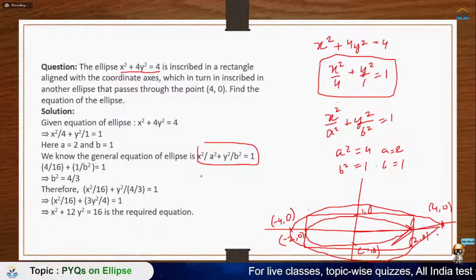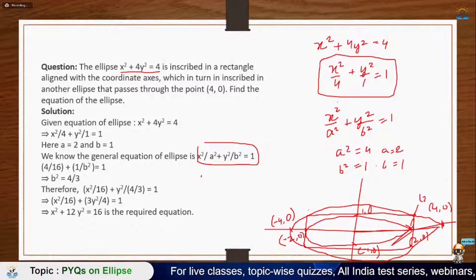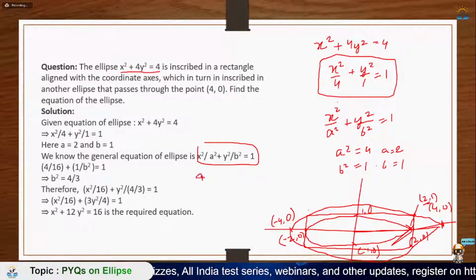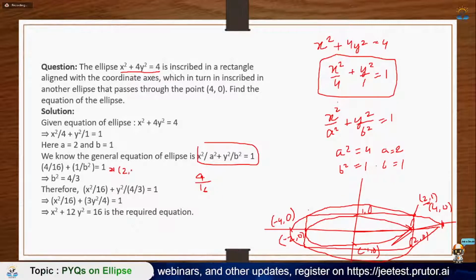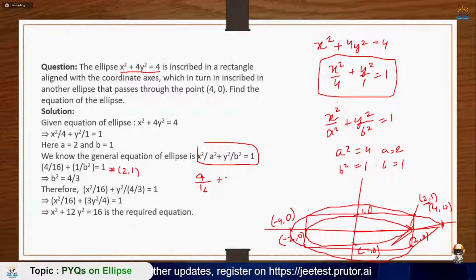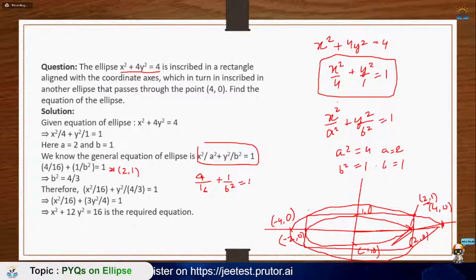My this ellipse is passing through the point (4, 0), and this point is how much? This point is (2, 1). So since the bigger ellipse is also passing through (2, 1), and (2, 1) will satisfy the equation of ellipse, so let's put (2, 1) in this equation. You will get 4 upon 16 plus 1 upon b square equal to 1. So from here you are getting the value of b square to be equal to 4 by 3.